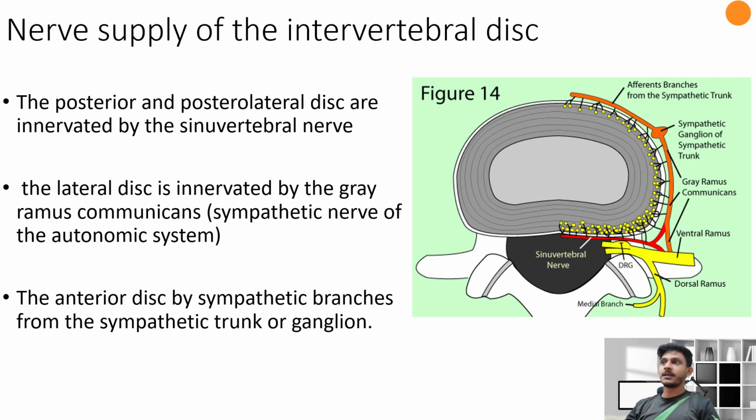Coming to the nerve supply of the intervertebral disc, they are supplied by the sinovertebral nerve, which is a branch of the dorsal ramus. Yeah, all this is not very important. Just remember, the sinovertebral nerve supplies the posterior and posterolateral aspect. Gray rami communicans supplies the lateral aspect, and the anterior part is through sympathetic branches from the sympathetic trunk.